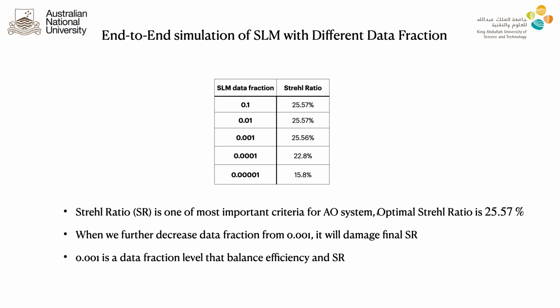On the AO system, we get around 25. As you can see, when the data fraction is lower, we gradually have a poorer Strehl ratio. So we are interested in when the data fraction equals 0.001, because that gives us a good Strehl ratio as well as good computing efficiency.